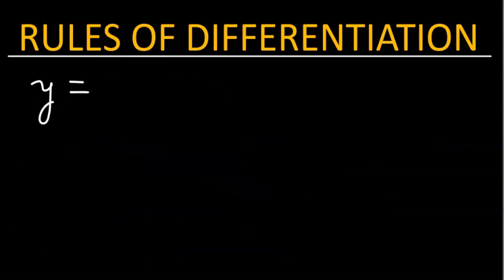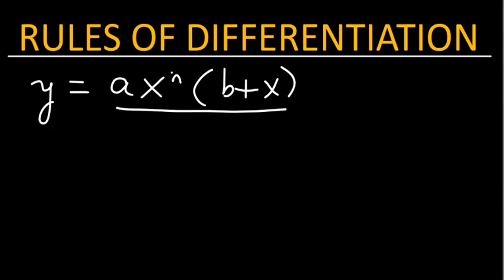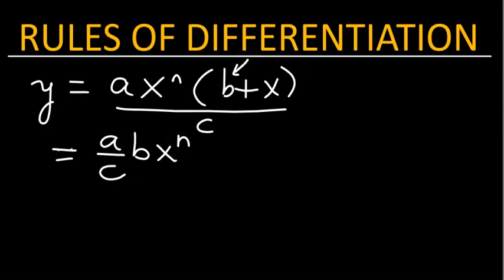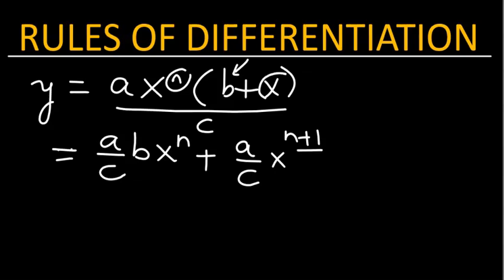Let's look at the following function. y equals a constant a, x to the power n, where n is a constant, times b, which is a constant, plus x. And the whole thing is divided by c, where c is a constant. So n is a constant, a is a constant, b and c are constants. Before we find its derivative, let's expand the bracket. It will be a over c times b x to the power n. So that is the first term. And the second term is plus a over c x to the power n plus 1, because x to the power n times x is x to the power n plus 1.